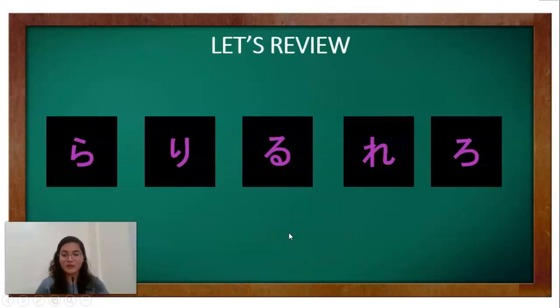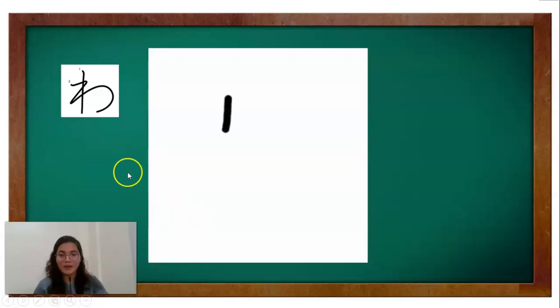Okay, now let's review the ra row. This is ra, ri, ru, re, ro. Again, ra, ri, ru, re, ro. Okay, please try it by yourself. Okay, great job.